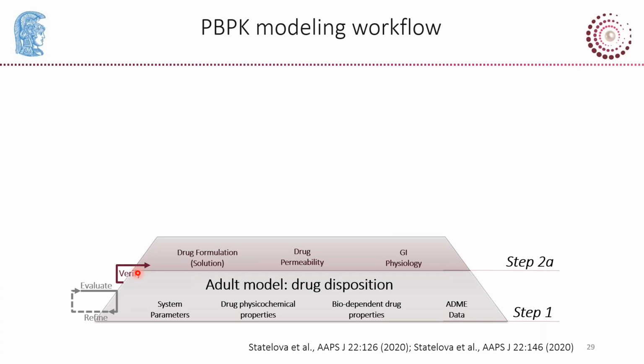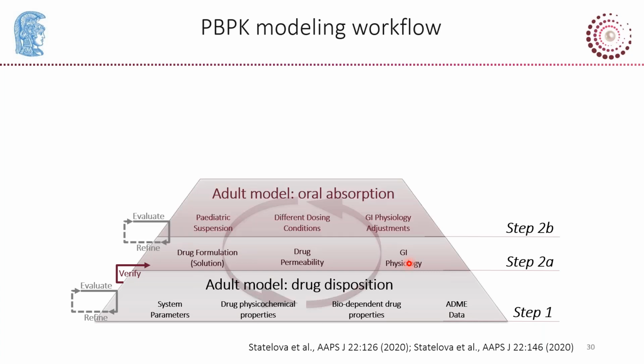In the next step, we entered our drug formulation, which was a solution. We entered our drug permeability and included GI physiology at this step, and verified the first part of our oral model. In the next step, we added our pediatric suspension. We investigated different dosing conditions as the ones mentioned already from the first study. And if needed, we performed some GI physiology adjustments.